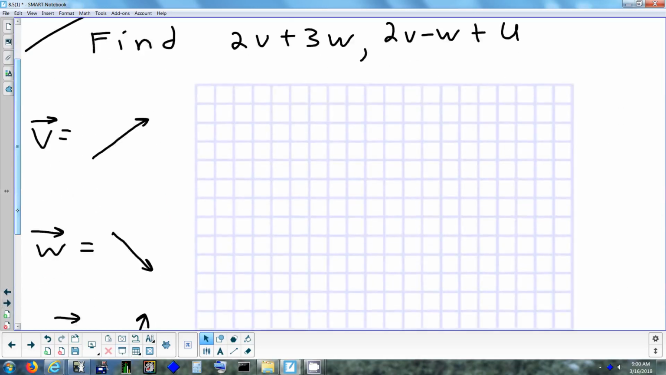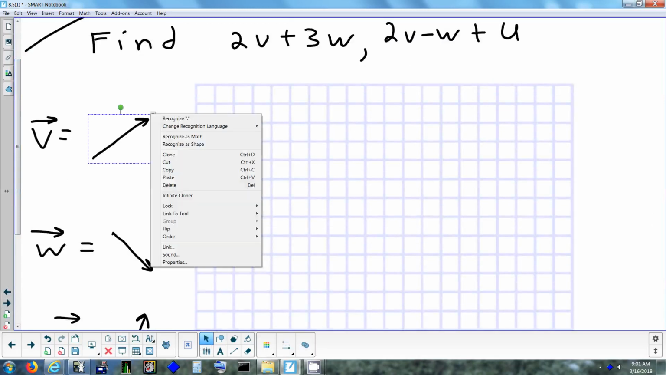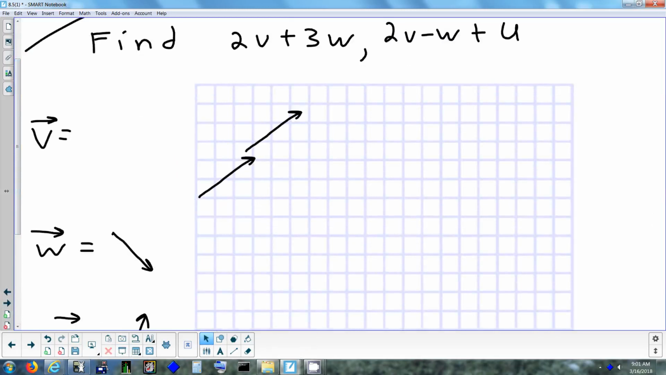So I've got to kind of plan ahead though. V goes up and to the right, W goes down and to the right. So I should start on the left side, probably right in the middle. So how many copies of V do I need to stack together? Okay, 2 of them. So 1, 2. So 2 V's. And if we're doing the first one, how many copies of W? Yeah, great. So I'm going to take 3 of those and just put them on the end.